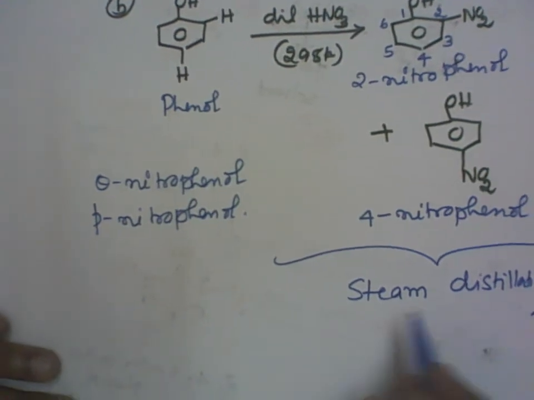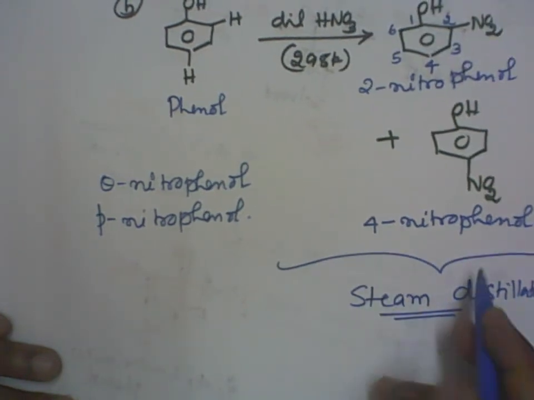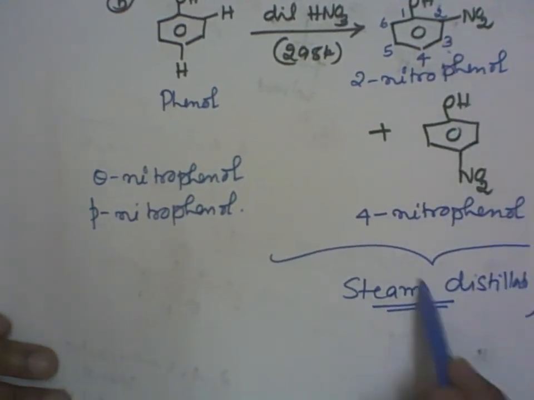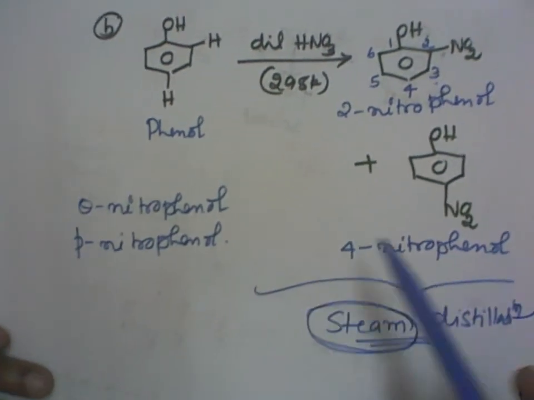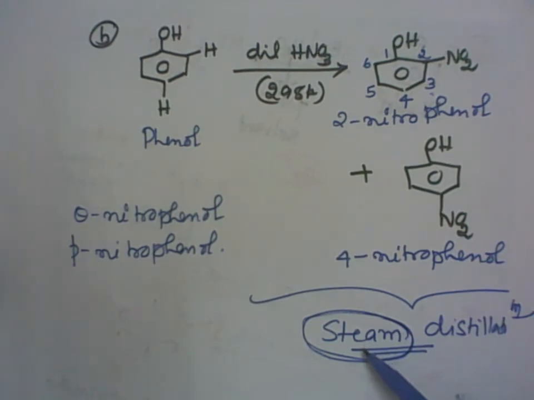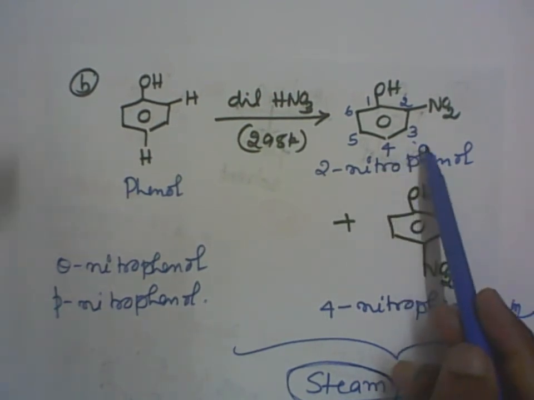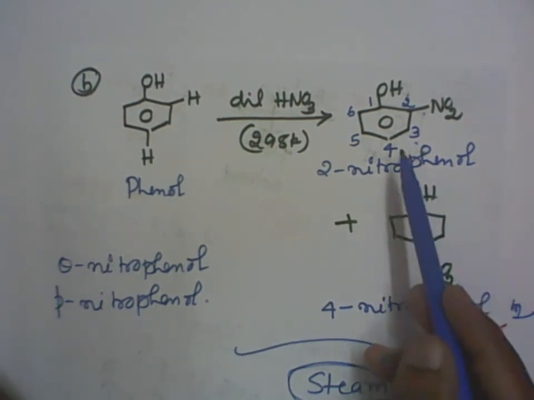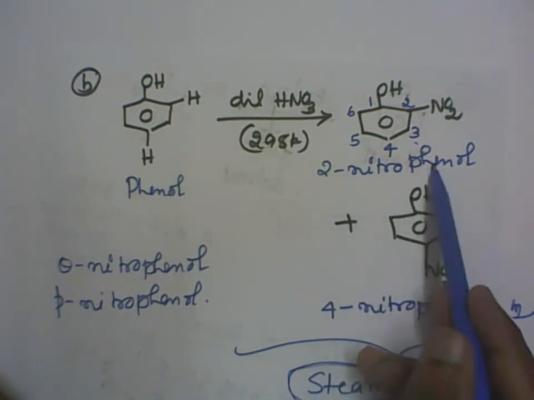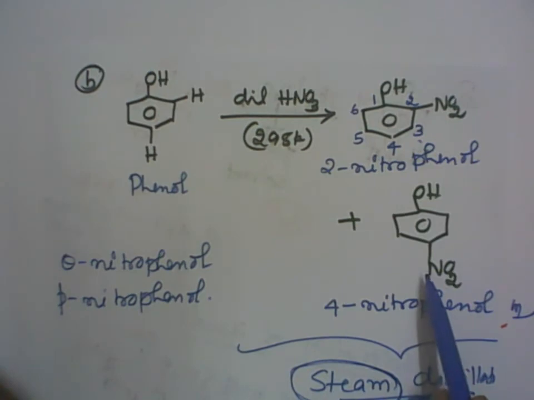Now this is one of the methods. What do you mean by steam distillation? To this mixture you have to pass steam. Water vapors are passed to the mixture. At the temperature of the steam, around 100 degrees centigrade, one compound becomes volatile and gets distilled, whereas the other one remains in the flask itself. So orthonitrophenol, 2-nitrophenol, is steam volatile, whereas para-nitrophenol is not steam volatile.